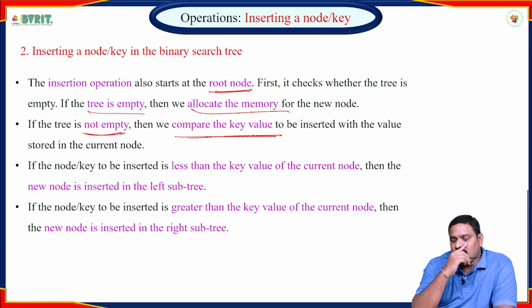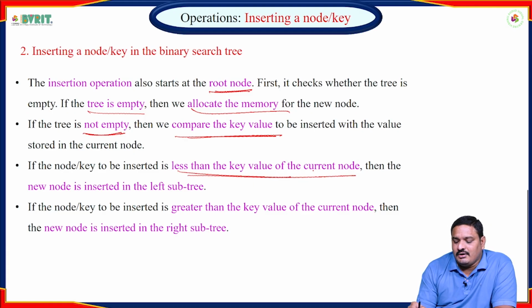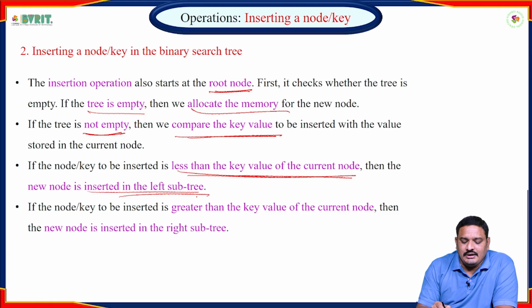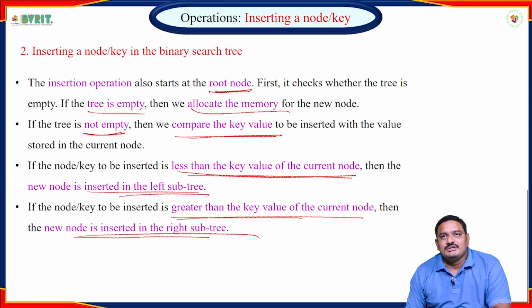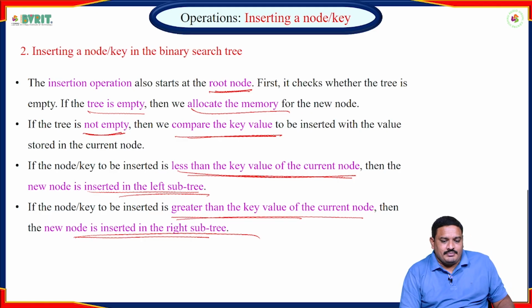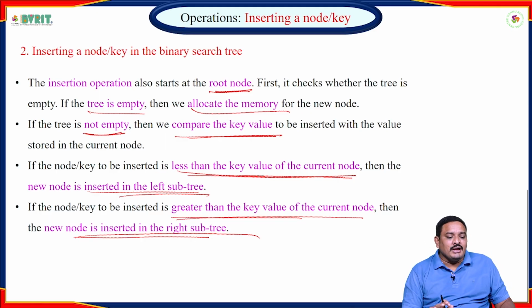If the key to be inserted is less than the value of the current node, we insert it into the left subtree. Otherwise, if it is greater than the key value of the current node, we insert the new node into the right subtree. This is the second operation, inserting elements.